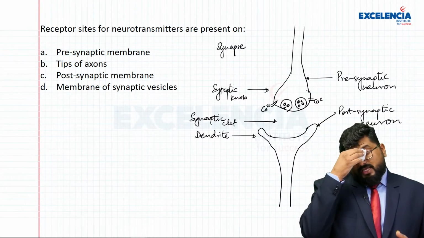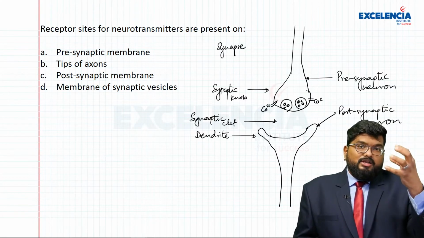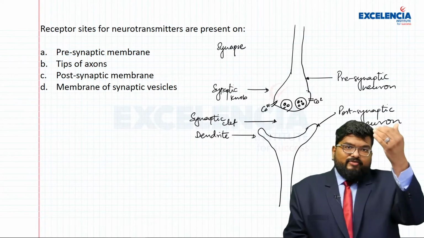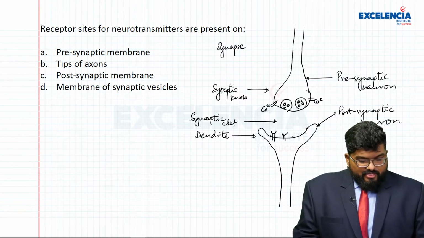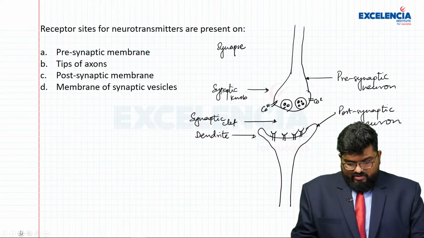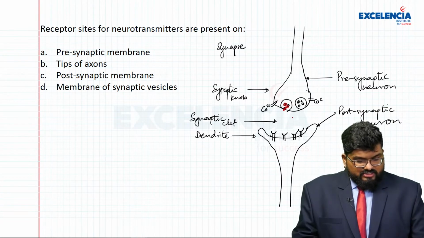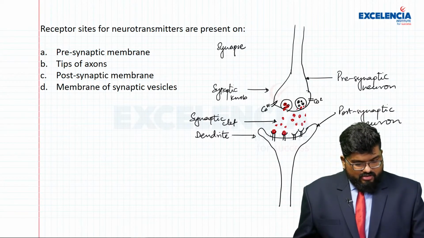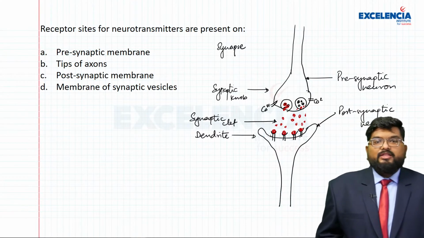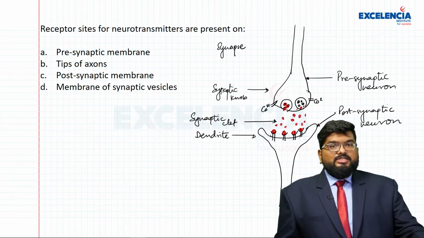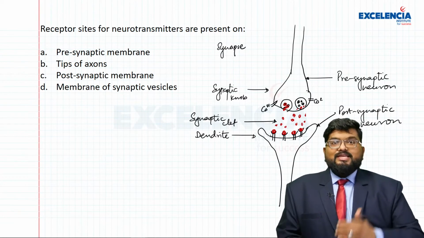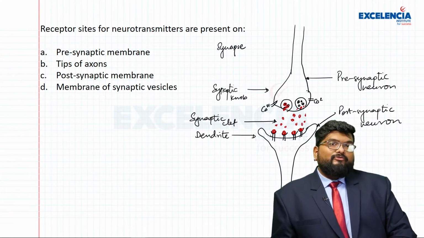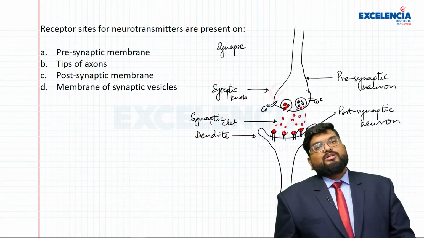And when this joining takes place, the neurotransmitter vesicle bursts open in the synaptic cleft and the neurotransmitter is released into the synaptic cleft. And on the postsynaptic neuron, that is the dendrite of the subsequent neuron, there are receptors. So these neurotransmitters will be received by the receptors on the postsynaptic neuron, and ultimately a new impulse will be generated in the subsequent neuron, which will be taken ahead as the nerve impulse, and an action or a reaction will be brought about for the stimulus. Got it? So receptor sites for neurotransmitters are present where?